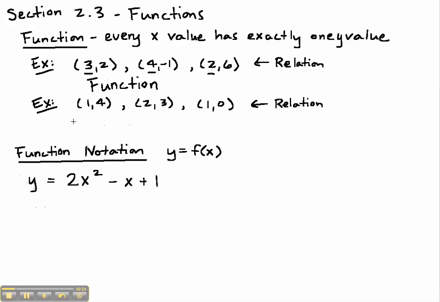But in the second example, we have the x values 1, 2, and 1. In this case, the x values do repeat. The 1 occurs twice as an x value. And so this tells us that every x value does not have exactly one y value, because the x value 1 has two y values, 4 and 0. So this makes this not a function.